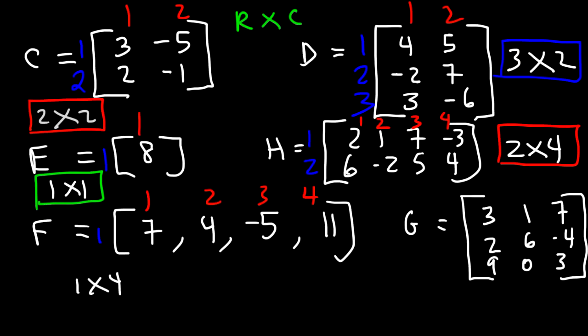And finally, the last one, G. That's another square matrix. As we can see, there are 3 rows and 3 columns. So that's a 3 by 3 matrix. Now you know how to determine the order of the matrix, and you also know how to identify the elements within a matrix. Now let's focus on adding matrices.